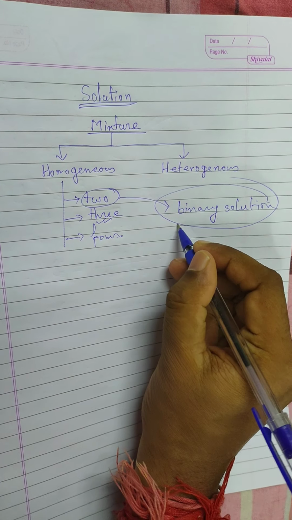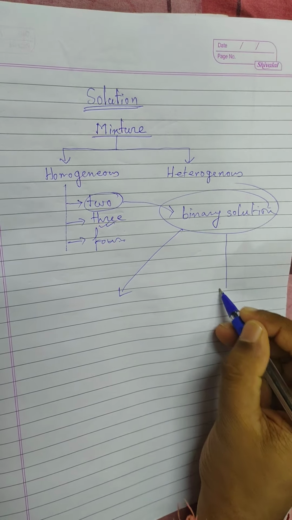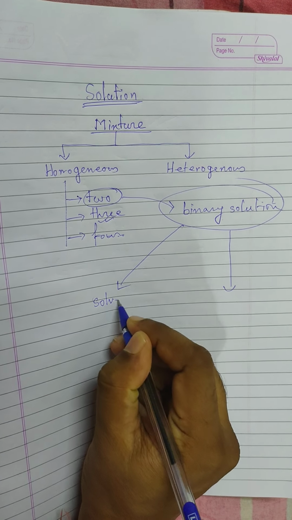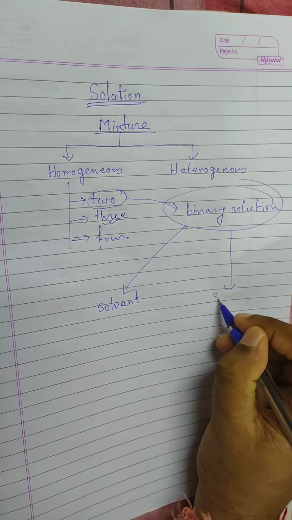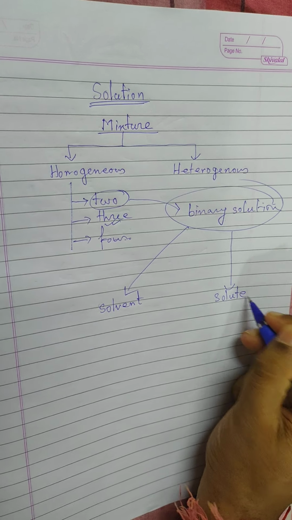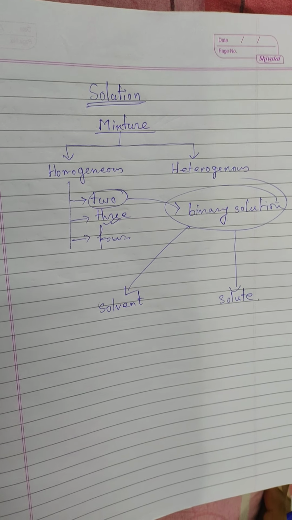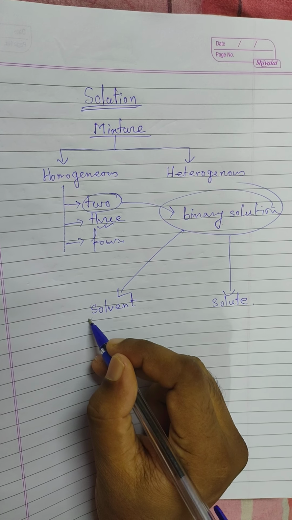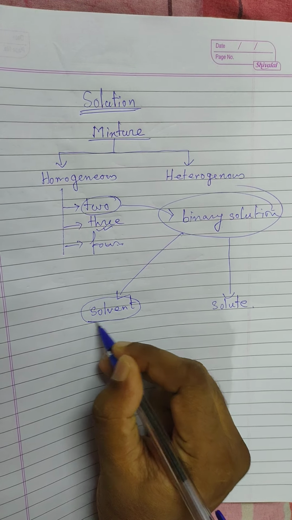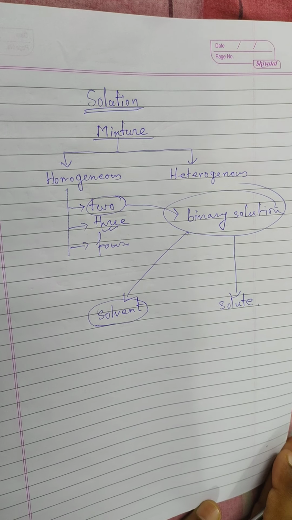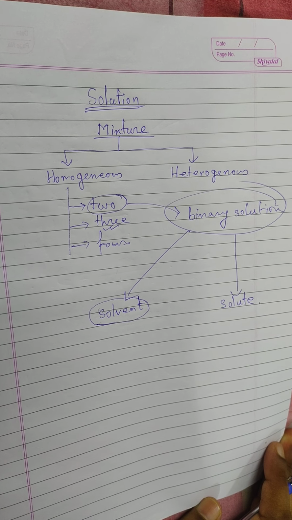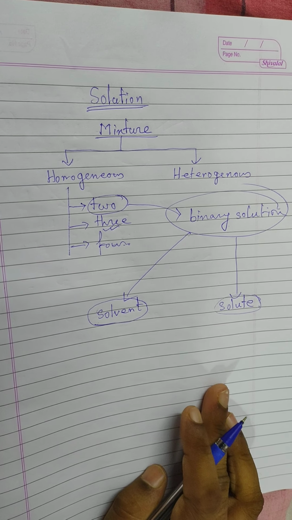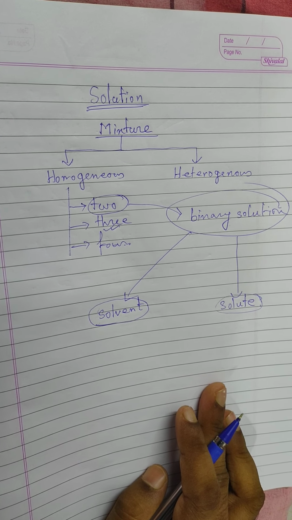A binary solution is composed of two components that we already know. One of them is known as the solvent and the other is known as the solute. We know what a solute and a solvent are, still I am telling it again. Solvent is the component in which the solute is dissolved to make a solution, and solute is the component which is to be dissolved in a solvent to make a solution.